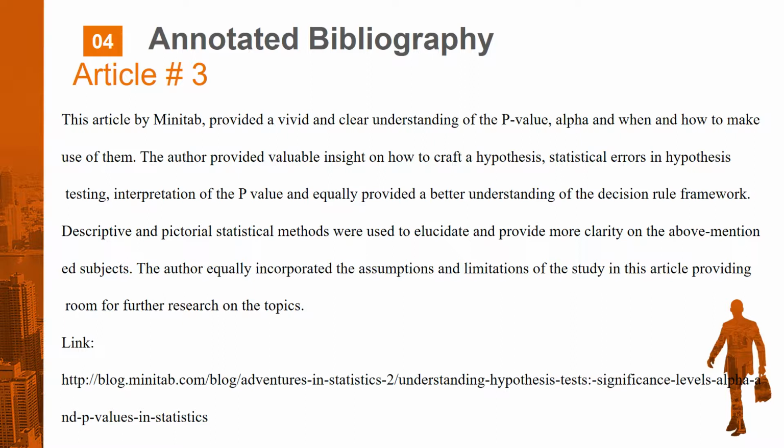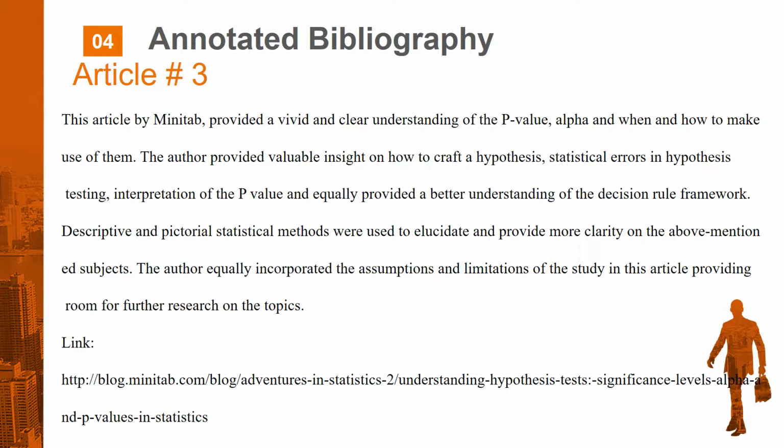This article is by Minitab. It also provided a vivid and very clear understanding of the p-value and alpha, and when and how to make use of them. The author provided valuable insight on how to craft a hypothesis like the previous articles. We also saw how to identify and avoid statistical errors, type 1 and type 2, in hypothesis testing. The interpretation of the p-value also provided a very strong understanding of the decision rule framework in hypothesis testing. When are you supposed to reject your null hypothesis, and when are you supposed to accept your null hypothesis based on the values of the p-value and the level of significance, or alpha?